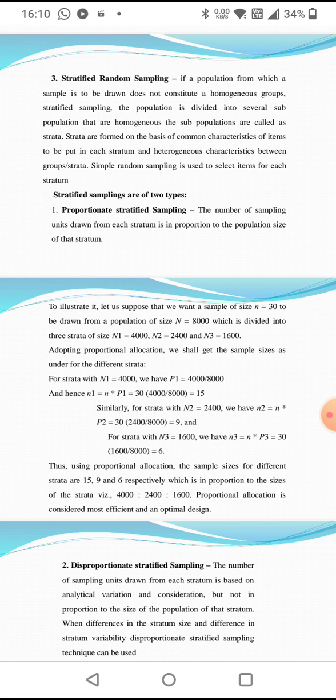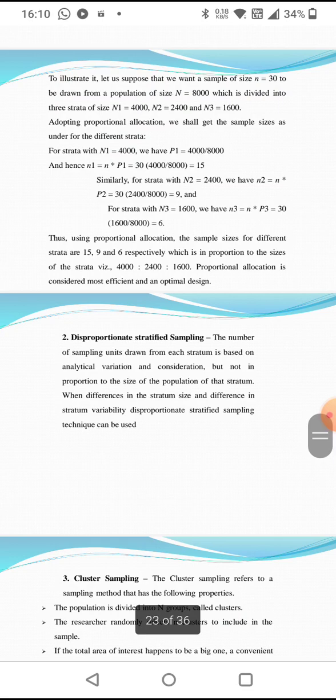The next one is disproportionate stratified sampling. Here the number of sampling units drawn from each stratum is based on analytical variation and consideration, but not in proportion to the size of the population of that stratum. When there are differences in stratum size and differences in stratum variability, the disproportionate stratified sampling technique can be used.